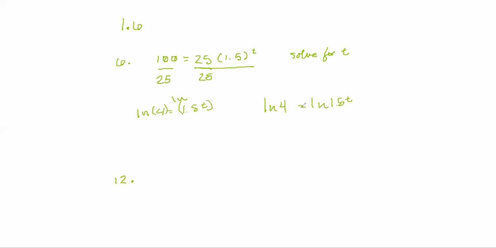And as I just mentioned, this is a different log rule. It's ln a to the p is equal to p ln a. It's number 3 in your book. Basically, I'm going to move that on the outside. So this is t times ln 1.5. And then I can solve for t now because I have my t able to be isolated. So this is ln 4, and divide by ln 1.5. So t is equal to ln 4 over ln 1.5.